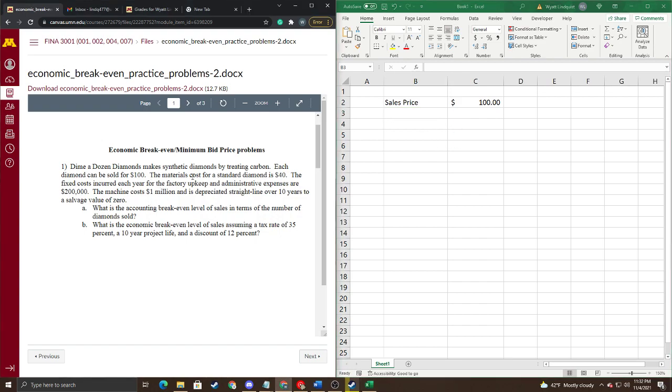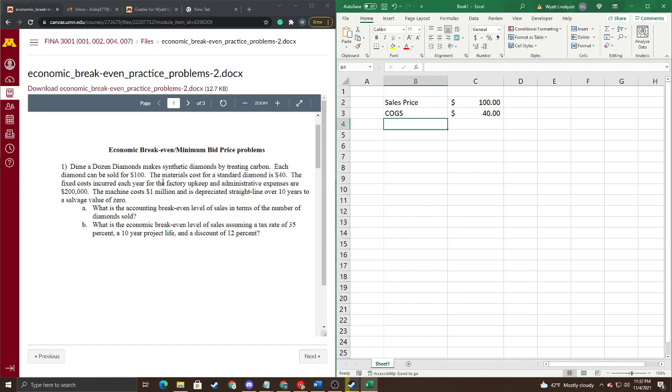So the materials cost for making a diamond is $40. So that is going to be our cost of goods sold. I put that in wrong. Cost of goods sold. And that's going to be $40. We'll make that into a dollar sign as well.